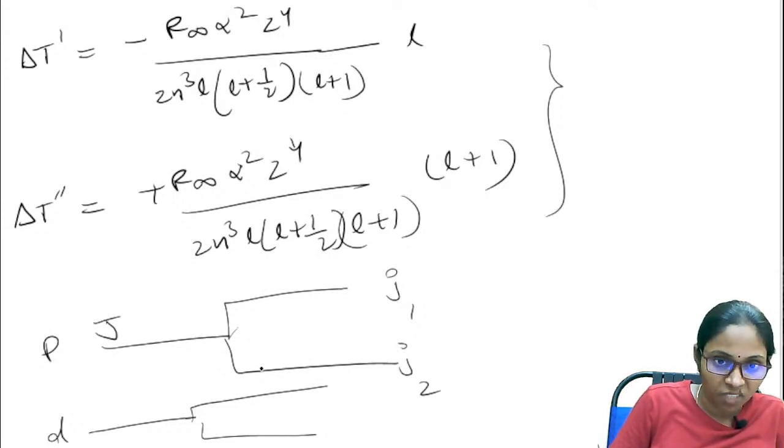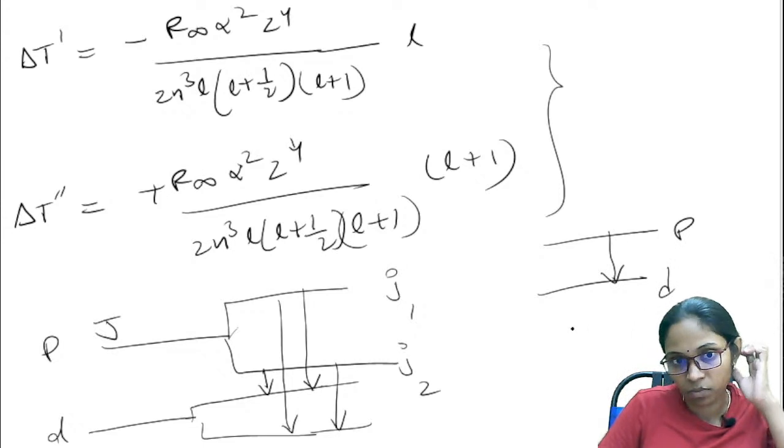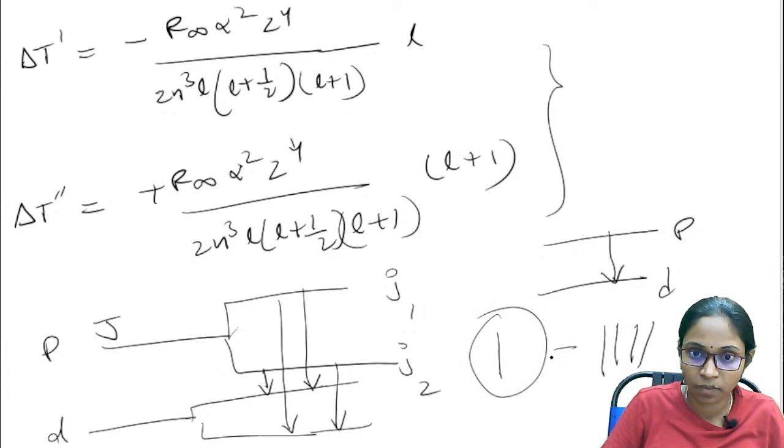That means the number of transitions from one orbit to the other, from p to d, increases. Initially, if this is p and d, we have only one transition, but because of these spin orbit interactions we have four lines here, four transitions. That means in the spectrum, instead of one single line, we have four lines. This is nothing but fine structure splitting of the spectral lines.